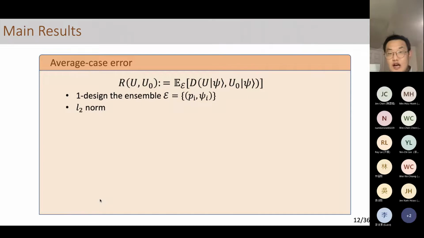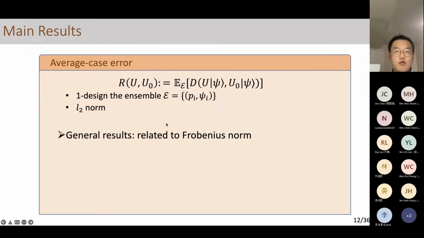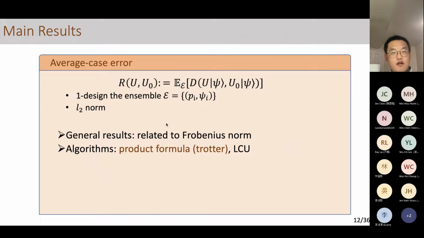Okay, and here is the main result in our work. We mainly consider the L2 norm for the distance. For the other types of distance, like the trace norm, the analysis is quite similar. We consider one-design input states, and we give the general results and relate this error to a Frobenius norm. And we also consider different algorithms, like the product formula method and the LCU method. For the product formula method, its total gate complexity is a polynomial function of 1 over epsilon. But for the LCU method, the total gate complexity is a log function of 1 over epsilon.